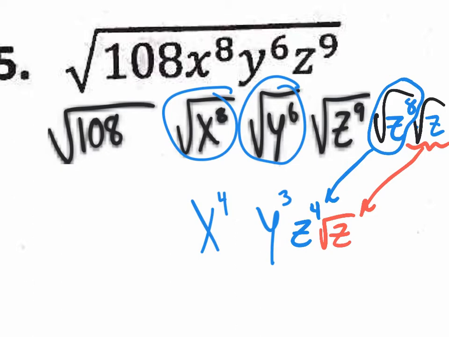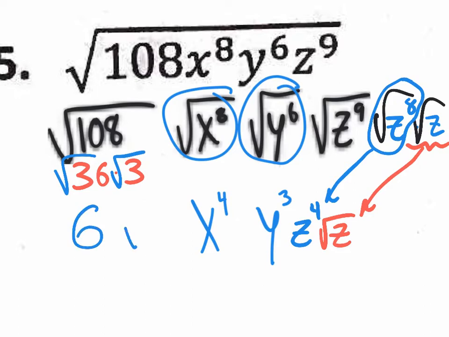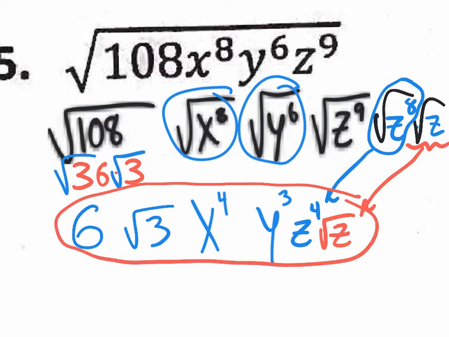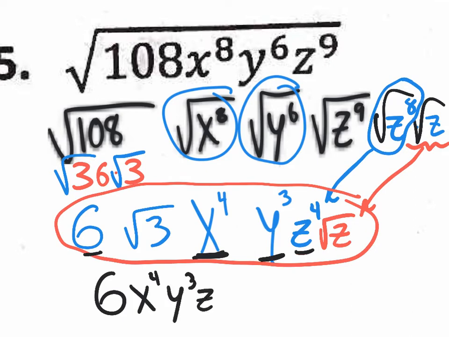But right here, I want to use the highest perfect square number possible, which is 36. Okay, so if I go 36 times 3, that'll actually give me 108. So when I split, the square root of 36 is really the nice number 6, and the square root of 3 just comes down. So here's my answer. I just need to organize it. What do I mean by organize it? The nice number 6 goes first. The nice x to the 4th comes next. The next nice y to the 3rd comes down, and the z to the 4th also comes down.